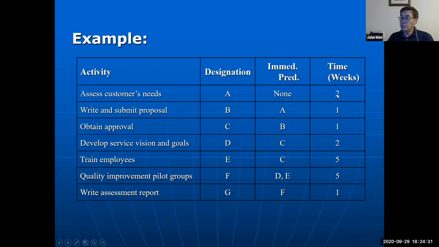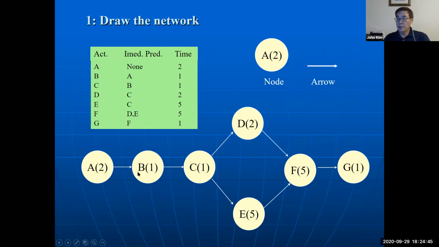And then each activity or task has a time like this. So using this information, we can draw a network diagram. Activity A starts, and then B after A. Using nodes and arrows, you can draw the network diagram like this, based on immediate predecessors, and times in parentheses.